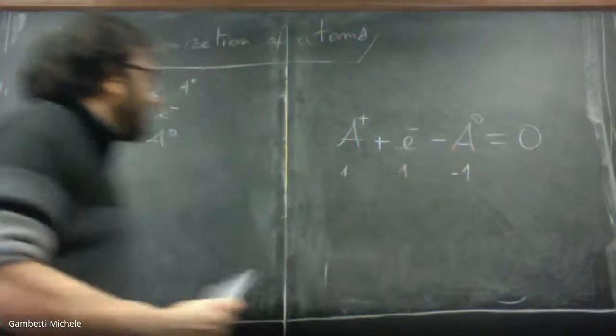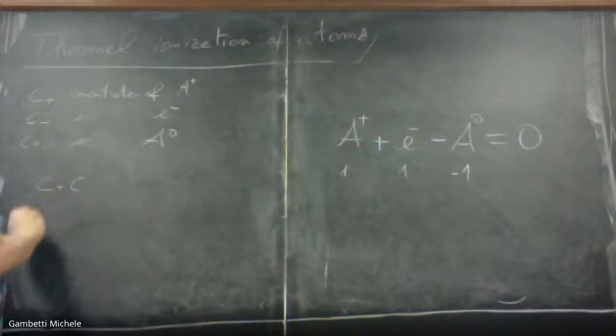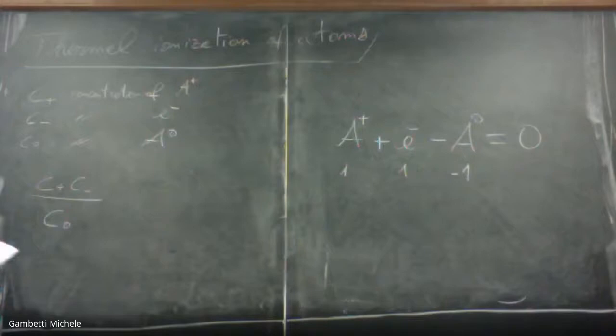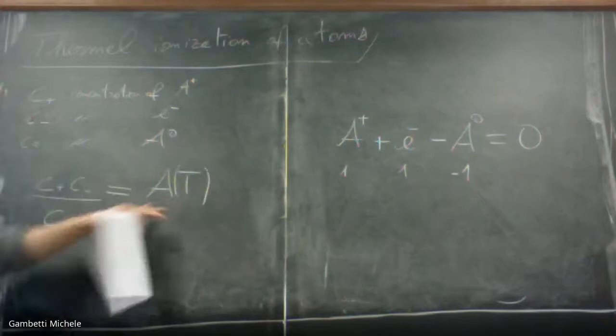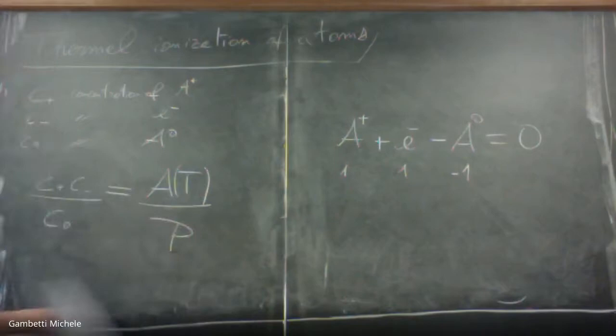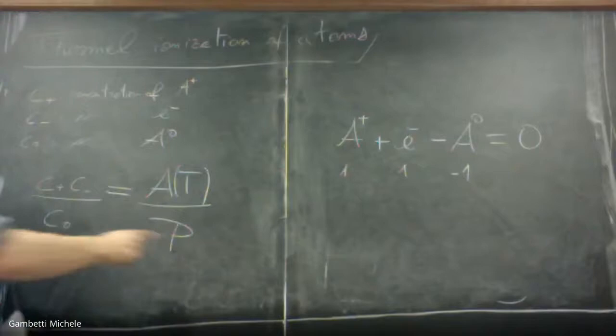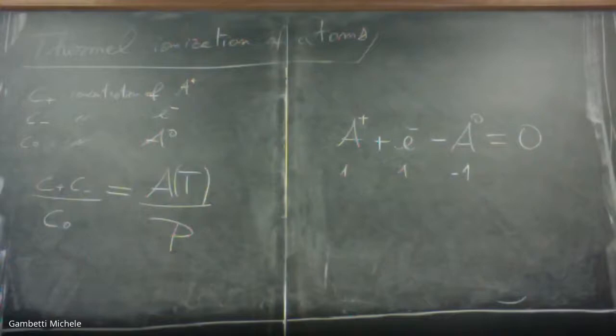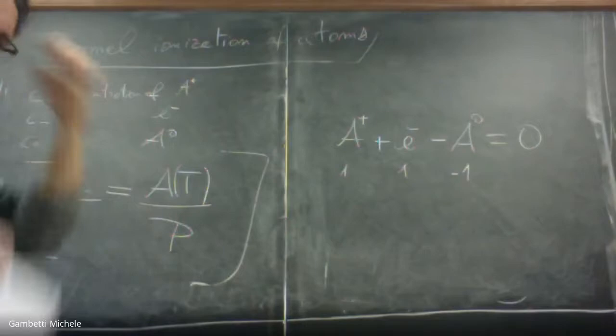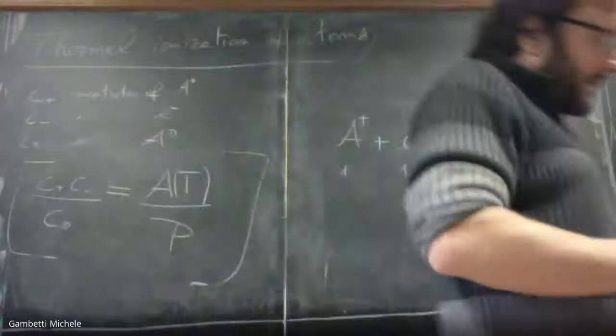So the law of mass action is telling me that C plus times C minus divided by C0 is equal to this function A of T that we will compute next time, divided by the pressure, because again, I have 1 plus 1 is 2, so it is 2 minus 1 is 1, and then I have p to the minus sum over mu j, so then I have p to the minus 1 there. Okay? So the starting point next time will be this one. So what we need to compute is this A of T, and from this calculation we will obtain the so-called Saha equation that provides a way to compute the degree of ionization of a gas once it is in temperature.